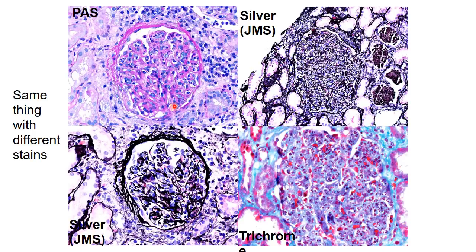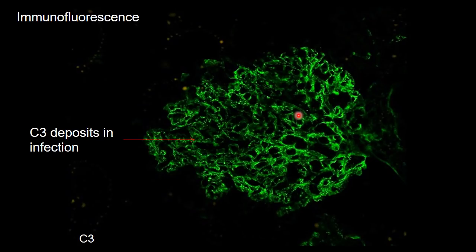This is the same picture in different stains. You can see it in the PAS stain, which is very good for defining the basement membranes. You can see it with silver, in another picture in silver, and this is the trichrome staining. Basically, all that this is showing you is a lot of white blood cells in the glom. Now, if I was to get an IF of this, we would see a lot of C3, or complement factor 3, deposition, which is the case in any infection. The complement gets activated, and when it's active, it is going to get deposited.